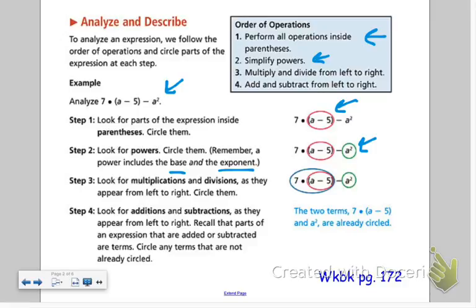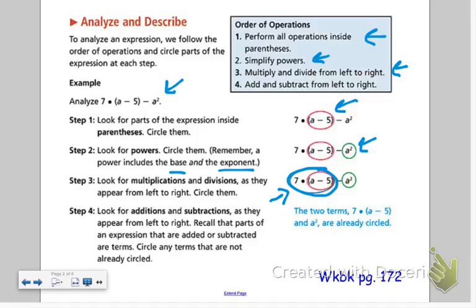Step 3. Next is multiplications and divisions, right? So I'm going to look for multiplications and divisions as they appear from left to right, and I'm going to circle them. This is where it gets really tricky. Look carefully here. I am multiplying 7 times the difference of a and 5. I'm actually going to circle this whole thing here because the thing that I'm multiplying is 7 times whatever my answer is of a minus 5. I'm doing 7 times a difference. So that whole thing is multiplication.